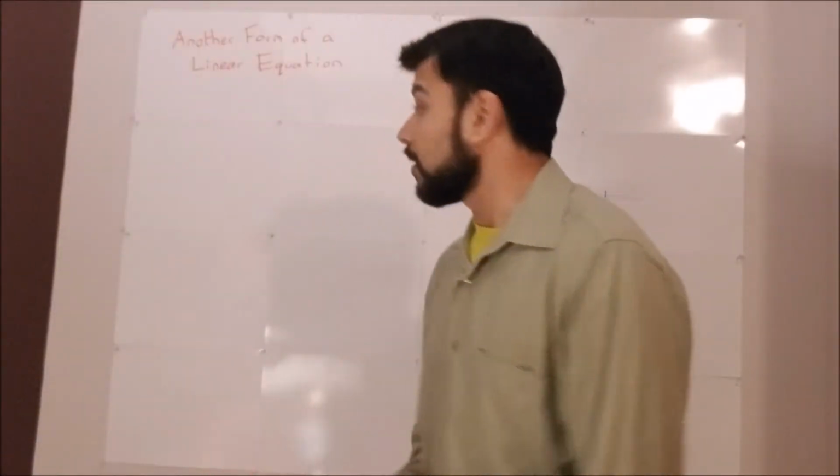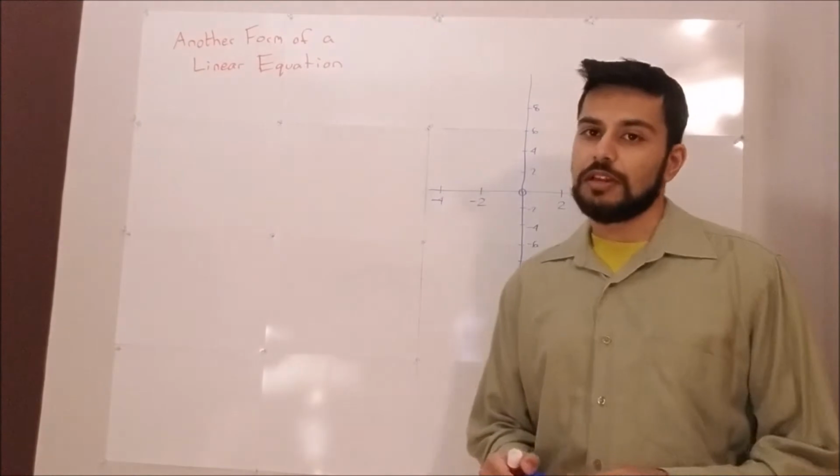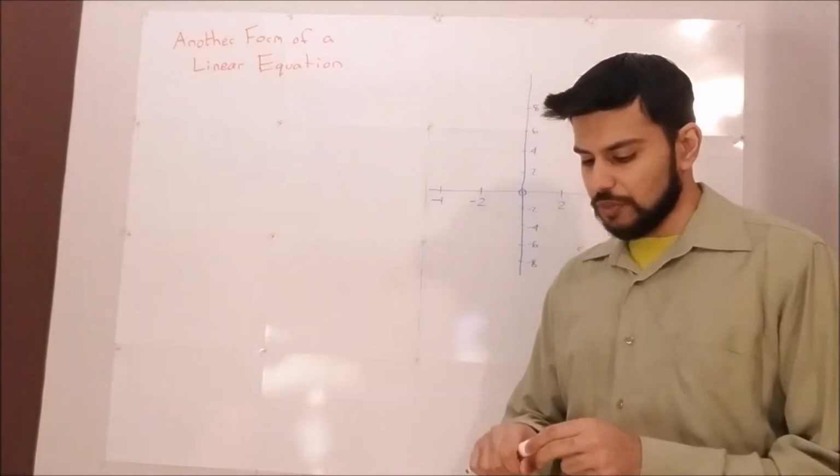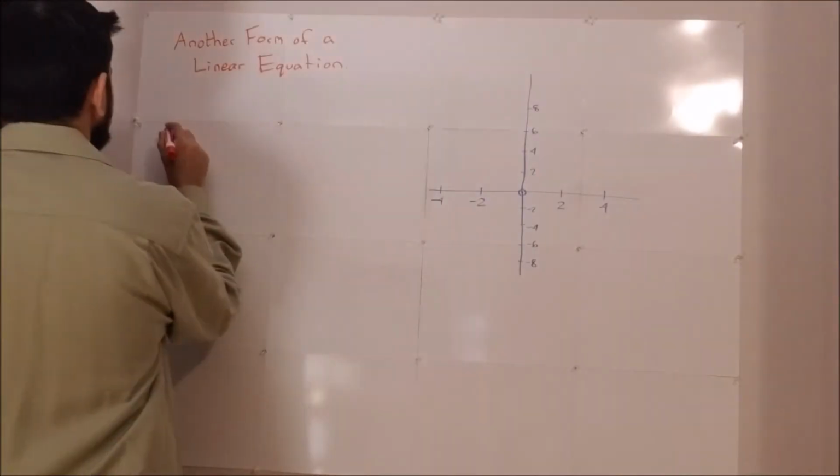And if you don't have it already, I put the title up. This is going to be called another form of a linear equation. Straight away, we'll jump into an example. I'm going to be in your way for a second, but I'll get out of the way so you can write it down.